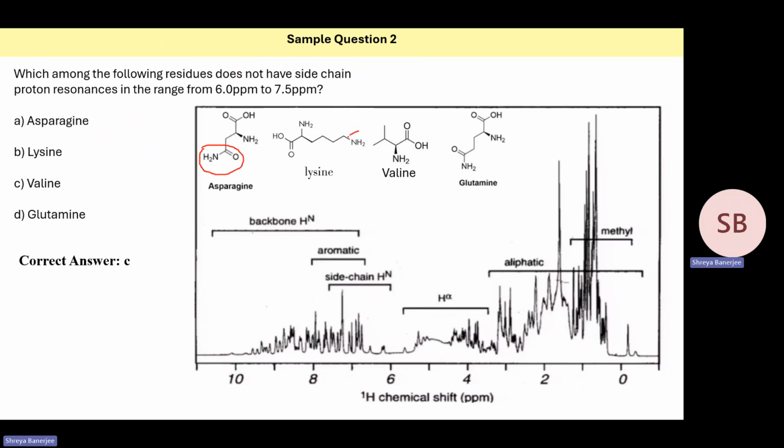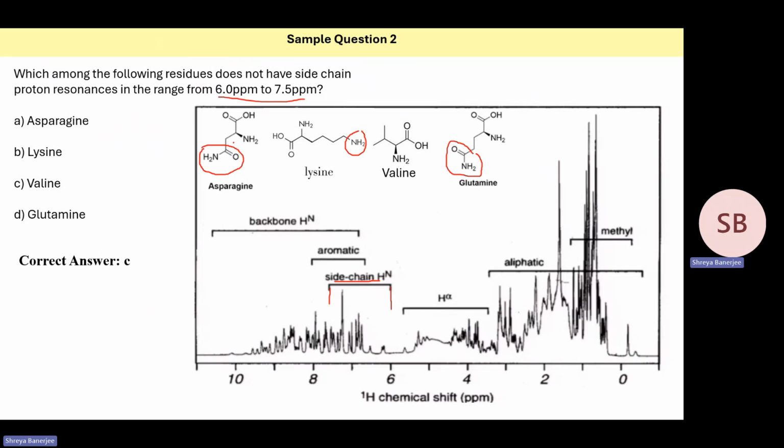Lysine side chain has an NH2 group. Glutamine side chain also has a CONH2 group. So there is side chain NH. So side chain NH is occurring around 6 to 7.5 ppm. So this range that has been given is for side chain NH occurring along 6 to 7.5 ppm.